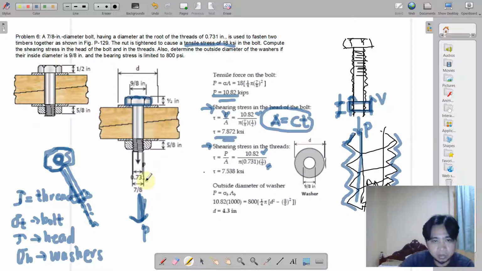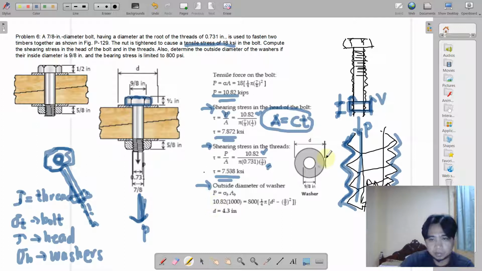Now, 0.731 is the outer diameter that includes the tooth of the thread, these two teeth of the thread. So manipulating the equation again, we arrive at 7.538 KSI. So finally, what will be the outside diameter of the washer?